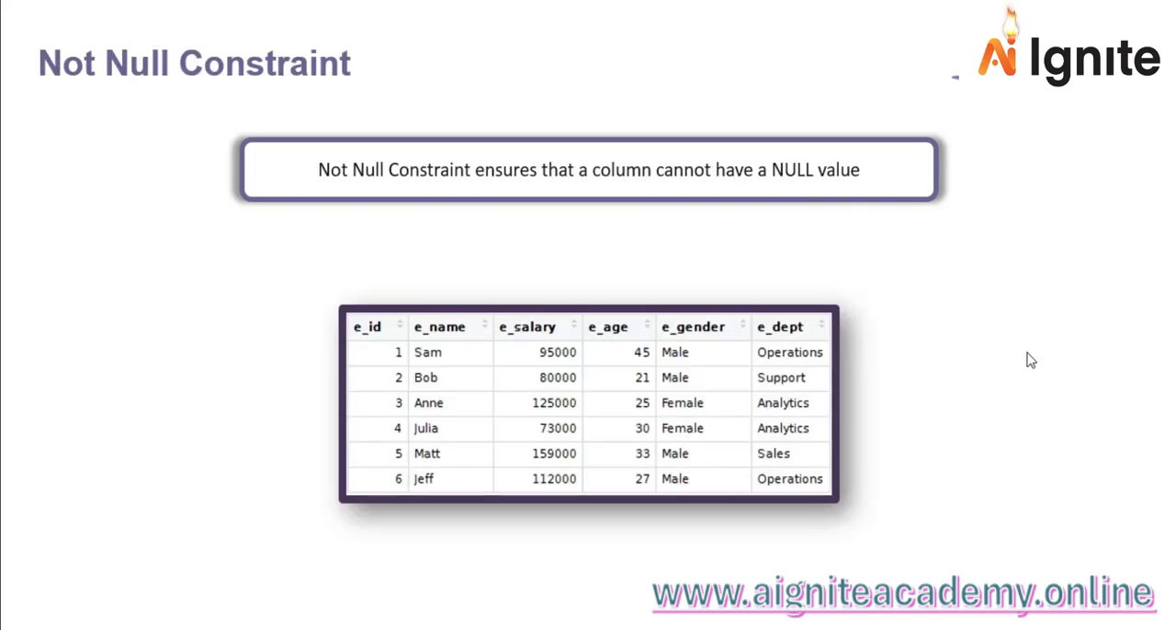So by default, a column can hold null values. And with the help of the not null constraint, we can ensure that a column does not have null values. So the not null constraint basically ensures that a field always contains a value. For example, if we assign the not null constraint to this eSalary column over here, then every single entry of this column should have a value.